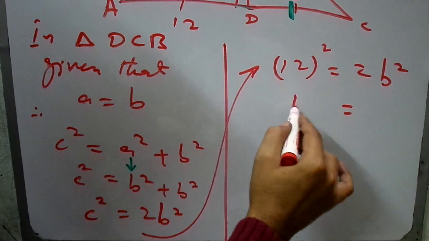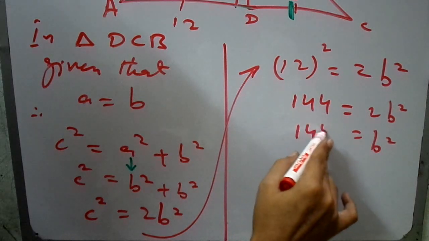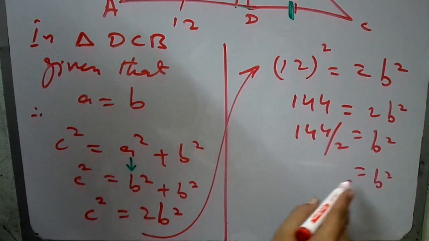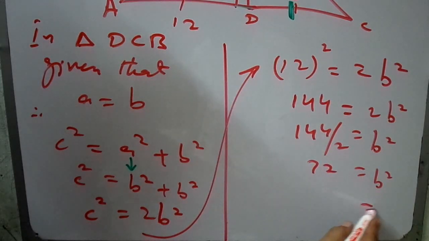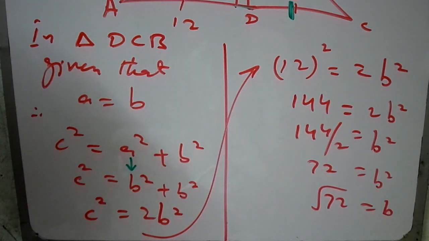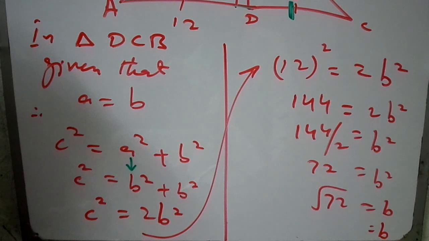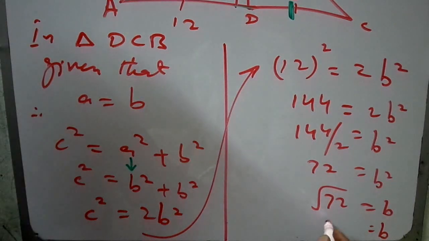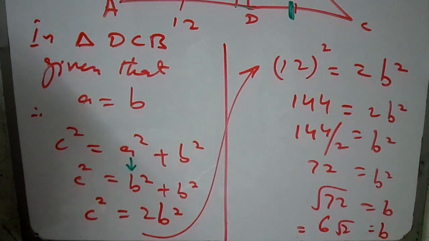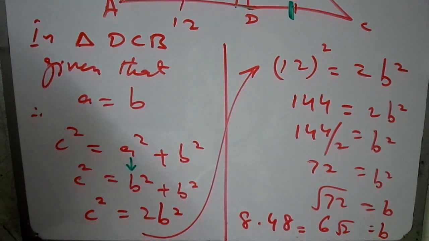So 144 equals 2B square, but you need the value of B square, so 144 divided by 2, so the value of B square is 72, but you need the value of B, so take the under root. After taking under root of 72, you will get 6 under root 2, or in decimal form you will get 8.48. So that is your B portion.